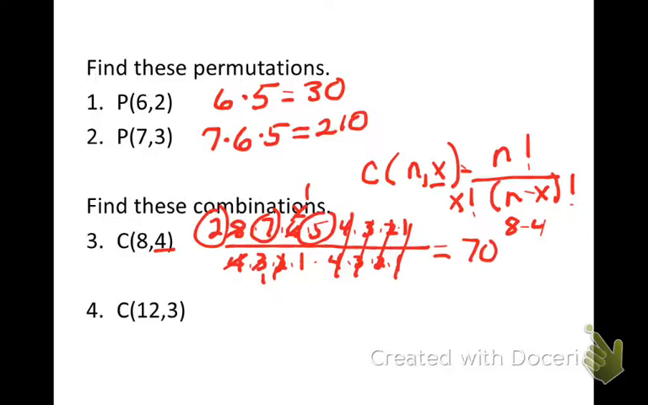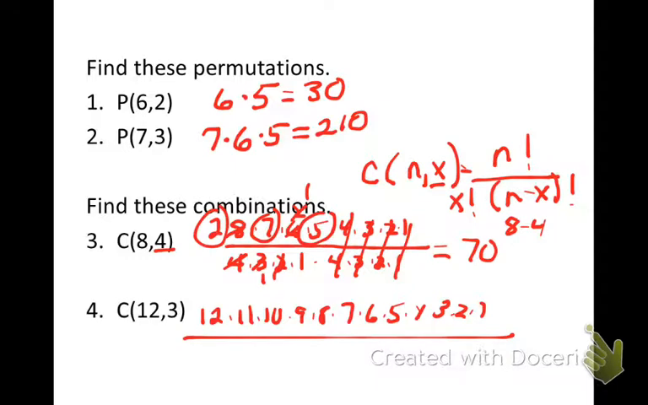If you're thinking ahead, you won't have to write everything out. I'm going to show you some of that in a minute. Again, for this one, combinations from 12, choose 3. We need 12 factorial: 12, 11, 10, 9, 8, 7, 6, 5, 4, 3, 2, 1, all over x factorial, which would be 3, 2, 1. Now I'm going to put my 12 and 3 in here, so 12 minus 3 would be 9, so I need 9 factorial.